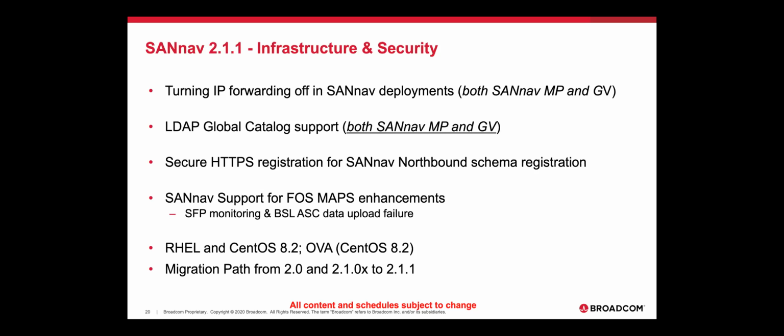And then some HTTPS registration for the SANNav northbound schema registration. That's a very minor thing. And then we are supporting new FOSS rules in maps. And in terms of infrastructure, we are supporting Red Hat Linux and CentOS 8.2. And the OVA will also be packaged with CentOS 8.2. And of course, we support migration from 2.0, 2.1.0, and to 2.1.1.